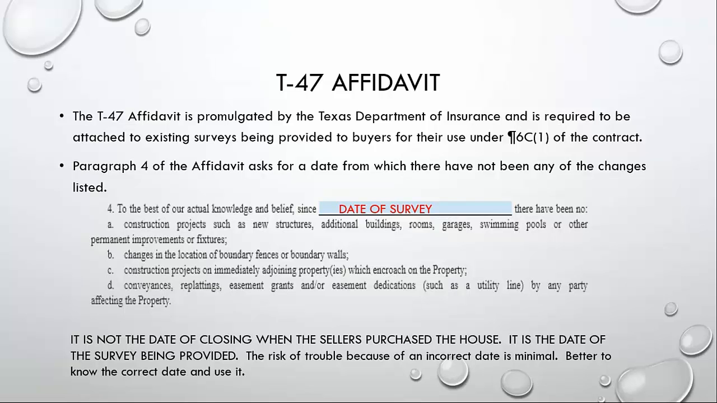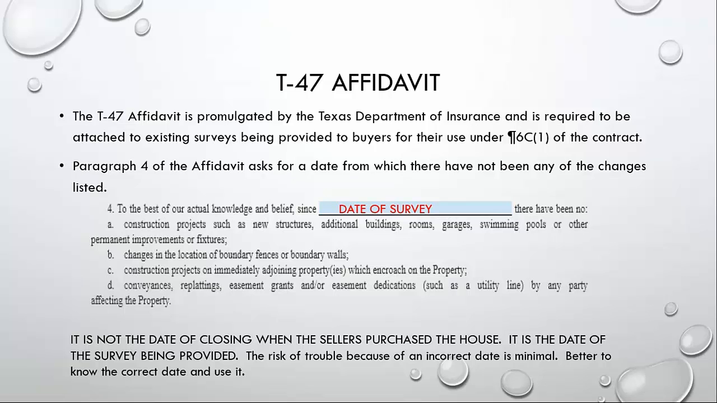Paragraph 4 of the T47 affidavit asks for a date from which there have not been any changes. Everybody that I know of uses the day of closing of the transaction where the survey was done as the date there. It is not the correct date. It is the actual date on the survey. And you know, the surveys are always dated a few days before closing. It is the date of the survey being provided.